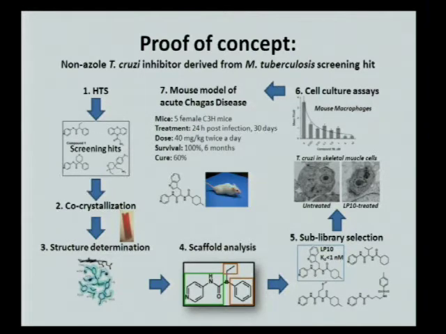At that time, we already had recombinant T. cruzi CYP51, and we screened this library of 10 compounds against T. cruzi CYP51. We found that one of these inhibitors has subnanomolar affinity to T. cruzi CYP51. We called it LP10. We subjected it to secondary assays in cell culture against mouse macrophages. It kills T. cruzi in mouse macrophages at 5 micromolar, and it also kills Trypanosoma cruzi in bovine skeletal muscle cells by destroying the membrane of the parasite.